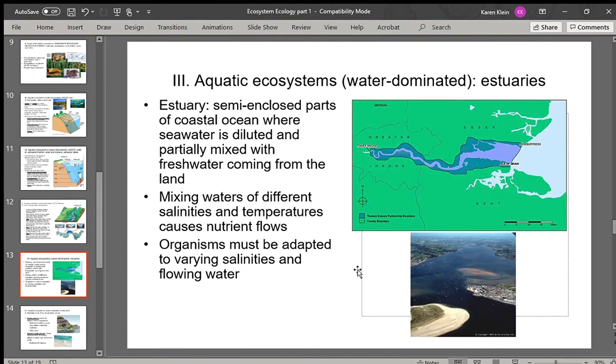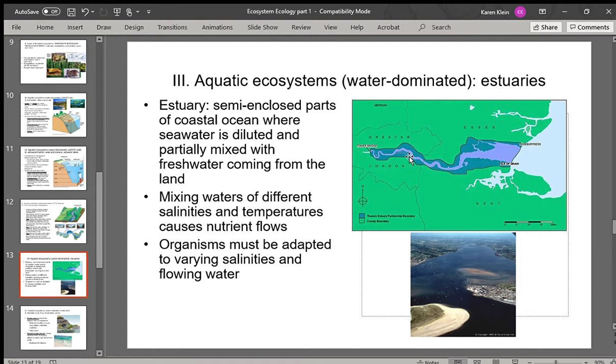Estuaries are specialized aquatic ecosystems where rivers meet oceans or seas. And these are very specialized and very unique in that the plants and the animals that live there have to undergo many changes throughout a 24-hour period because they're subject to tidal actions. For instance, this is that area colored here in blue.